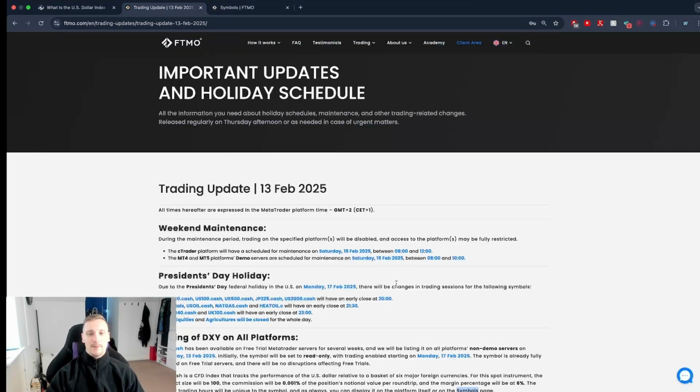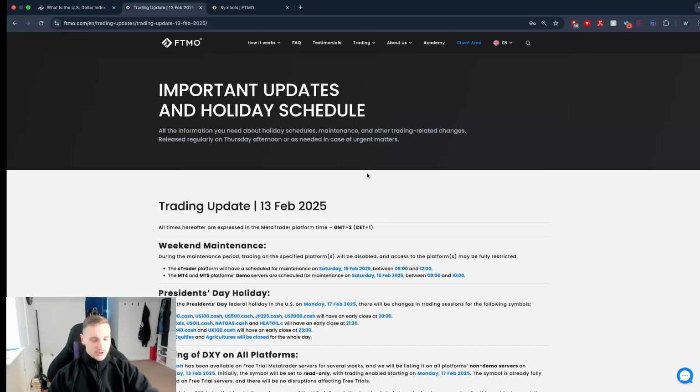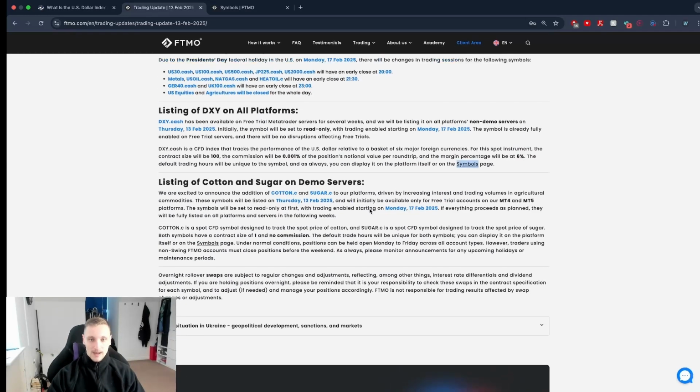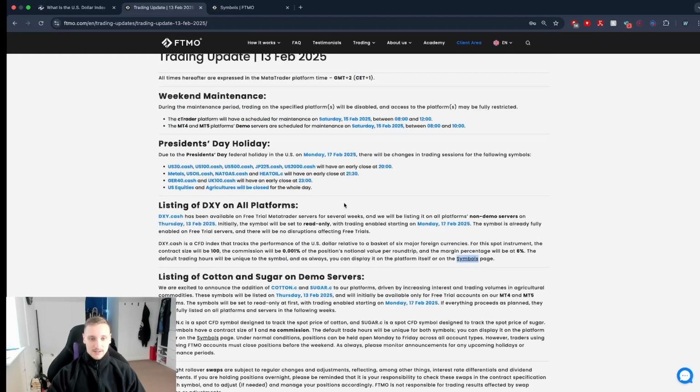So this actually came about, what date are we on now? Just under a month ago. I got this through from the FTMO trading update, and they have explained here that they've actually tested out DXY.cash on demo accounts, and they're bringing it to the main servers. A lot of people wouldn't even know this because previously it was read-only, and about 3 weeks ago they've enabled it. But a lot of people don't really know exactly how to trade it, and I've not seen any videos on YouTube about this.